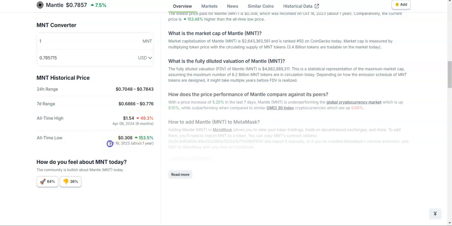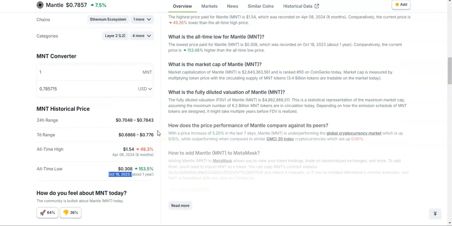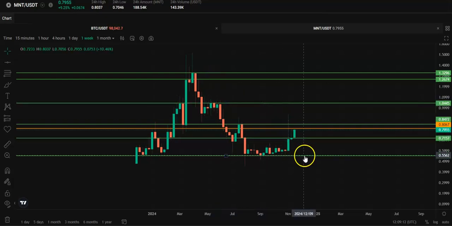So yeah, okay, it looks like October 18th, 2023. This was probably when it was launched, I would say. But yeah, so 30 cents is a low. I don't think we will ever get back to that. There's big support here at 55 cents, basically. And we do have a support back at about 72 cents, guys. So yeah, something drastic would really have to happen to go back to 30 cents.